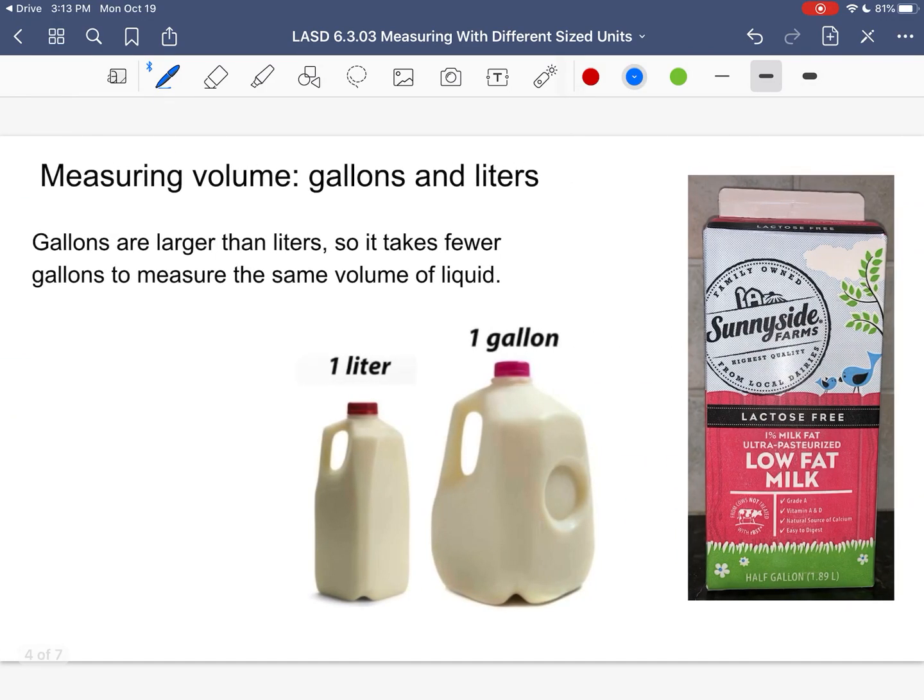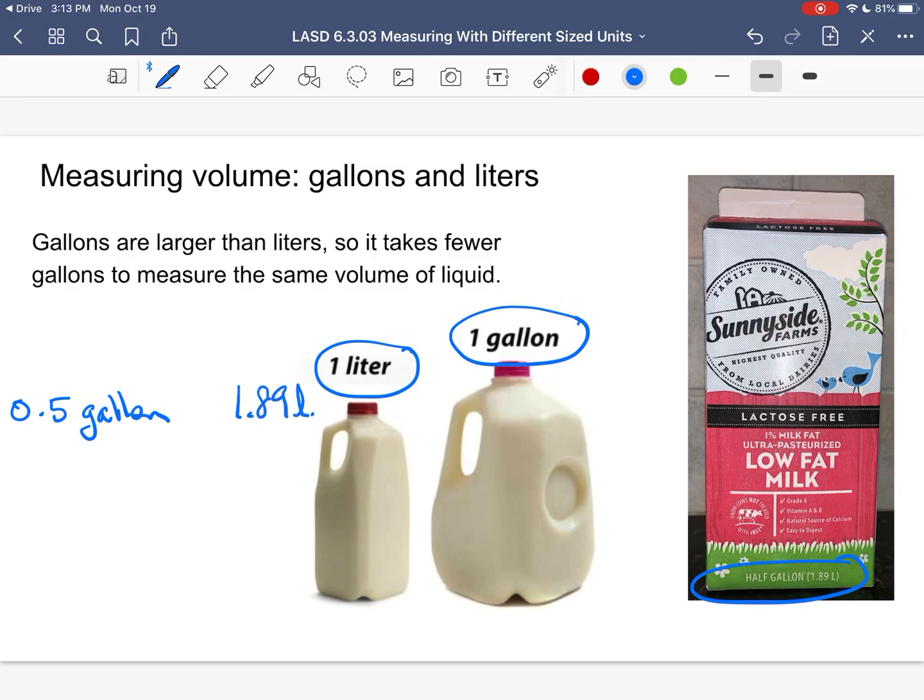And measuring volume, comparing gallons and litres, we can see that this gallon is much larger than the litre, so it's going to take fewer gallons to measure the same volume of liquid. So looking at the carton of milk here, it just takes half a gallon, whereas it takes 1.89 litres. It takes fewer gallons because the gallon is bigger.